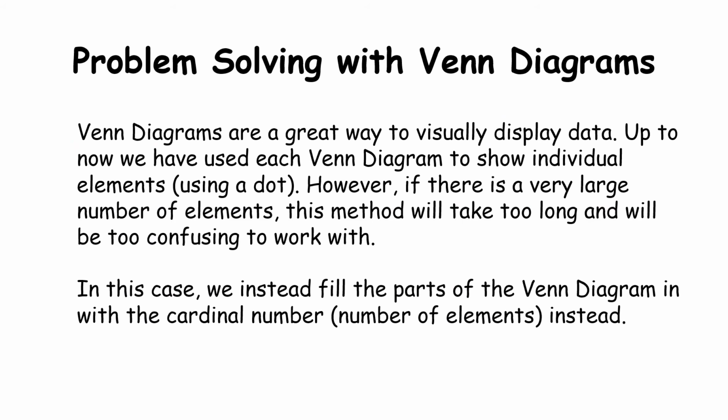Problem solving with Venn diagrams. Venn diagrams are a great way to visually display data, and up to now we've used each Venn diagram to show the individual elements, and we do this using a dot. However, if there's a very large number of elements, this method would take too long, it's too confusing, it's too hard to fill in. So instead, we can fill in a Venn diagram with the cardinal number, i.e. the number of elements. We do this without a dot.